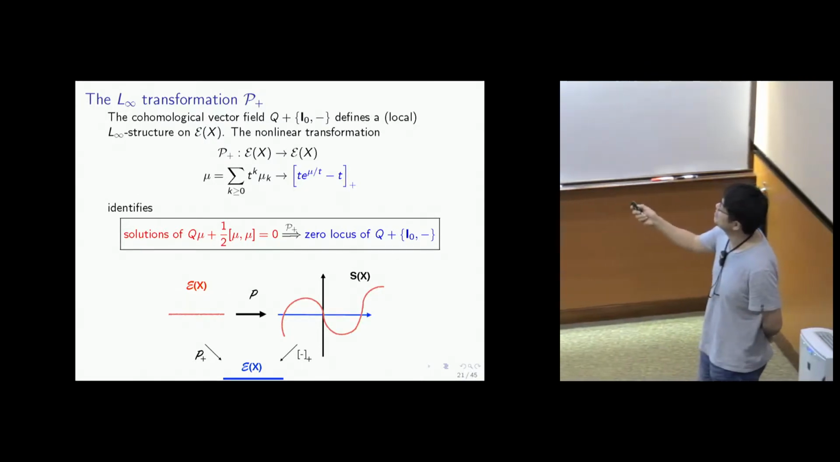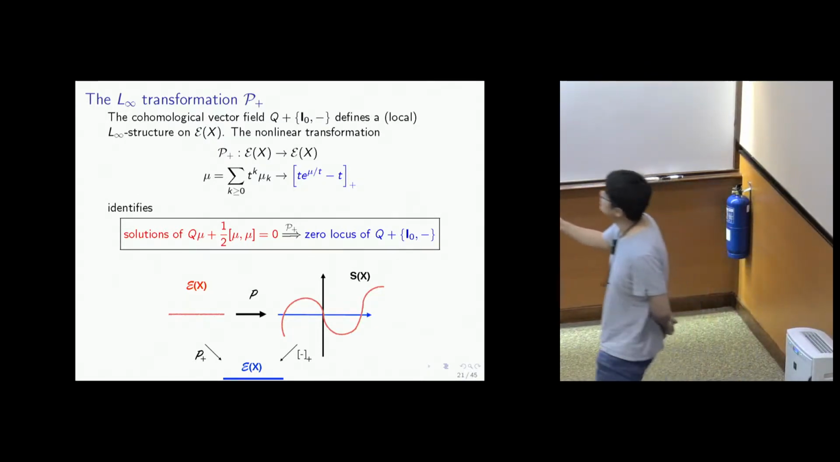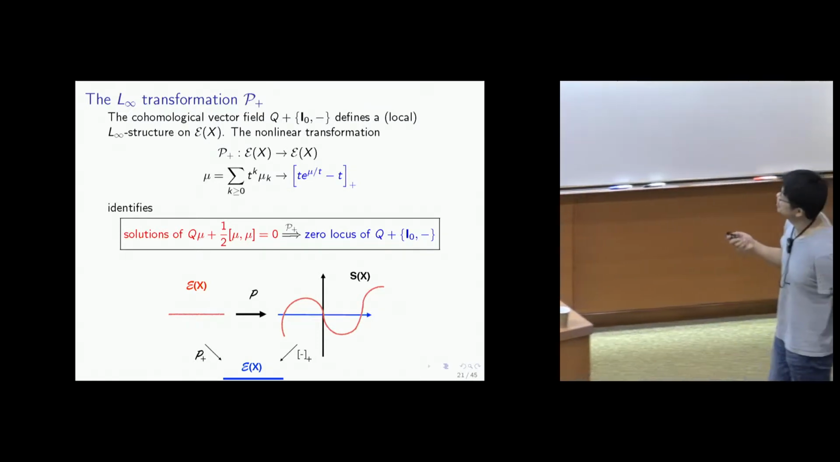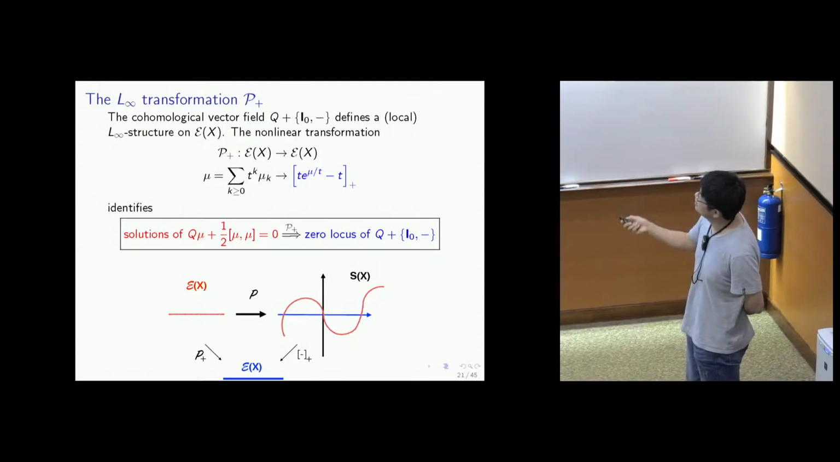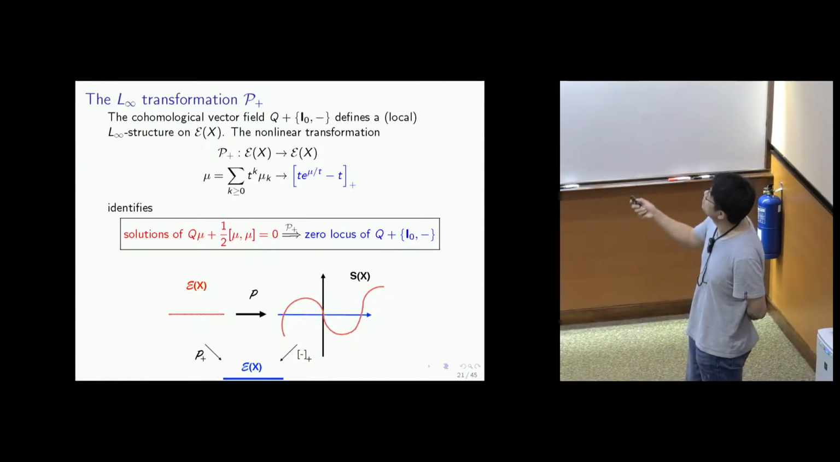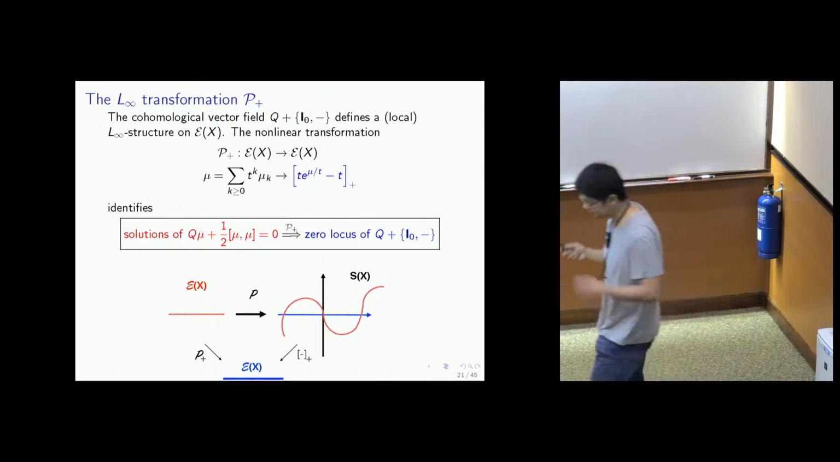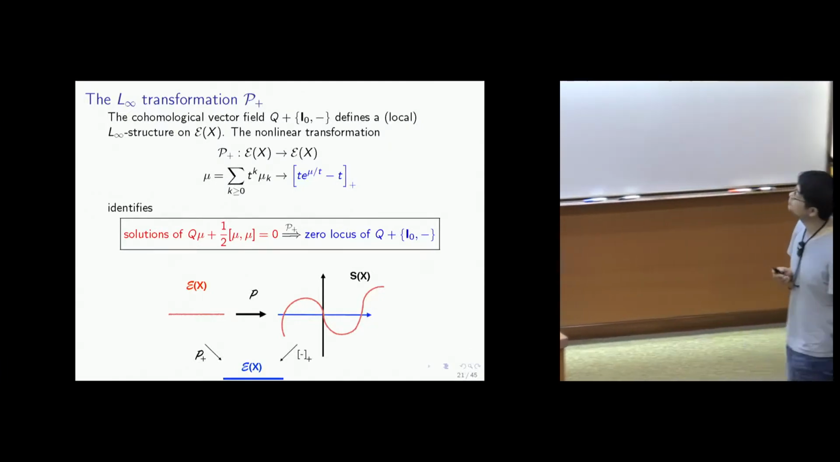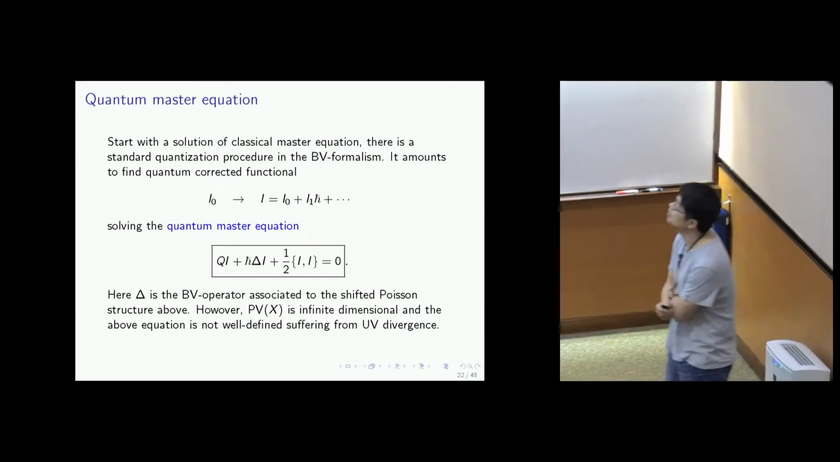And you can expand it. This is very complicated, so that's why it's a highly nonlinear transformation. This is actually an L-infinity transformation. And now, if you push this equation under this map, it becomes the critical locus of this guy, with a DG version. And that's how this kind of theory works.